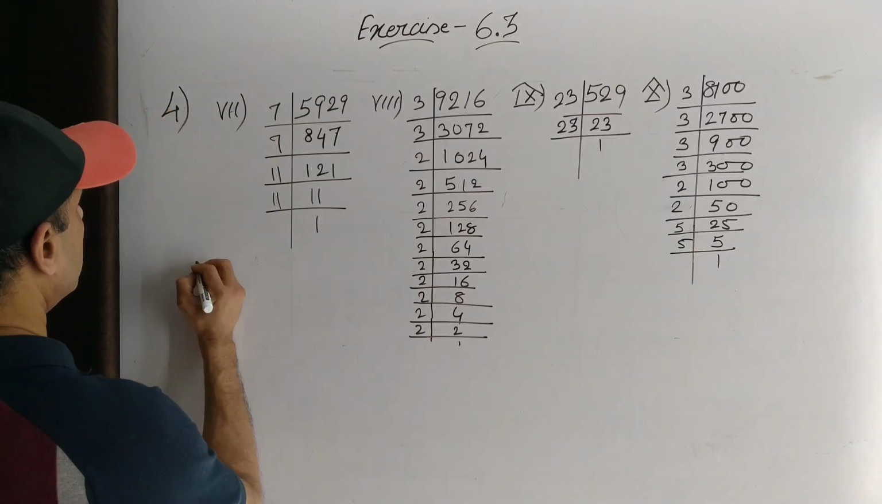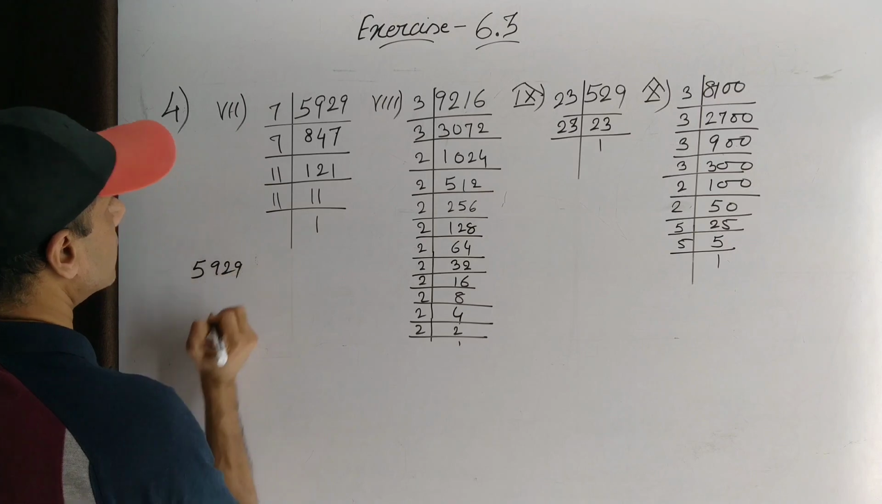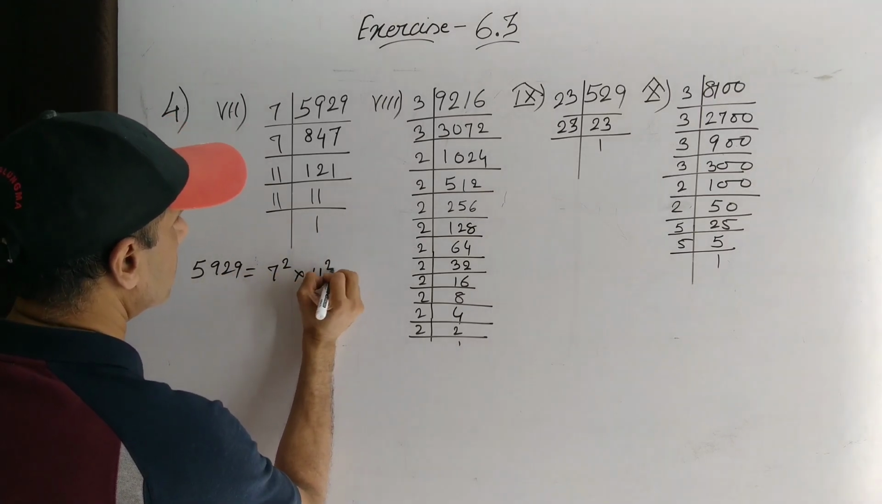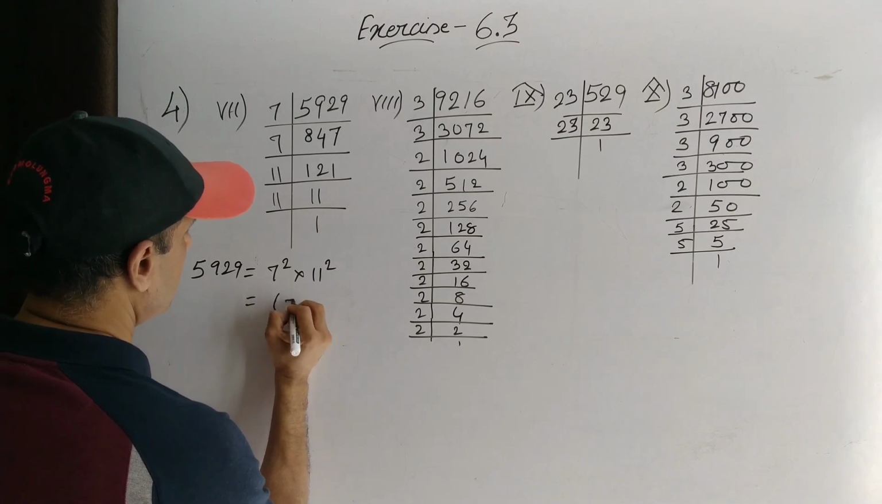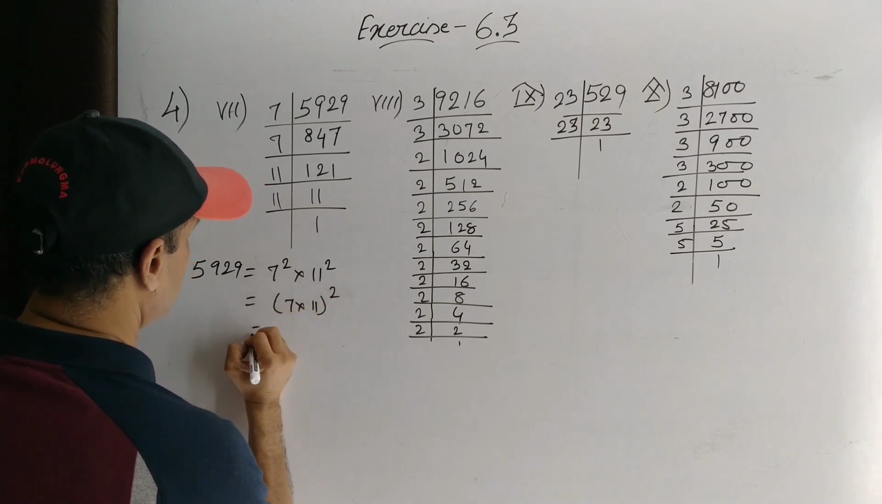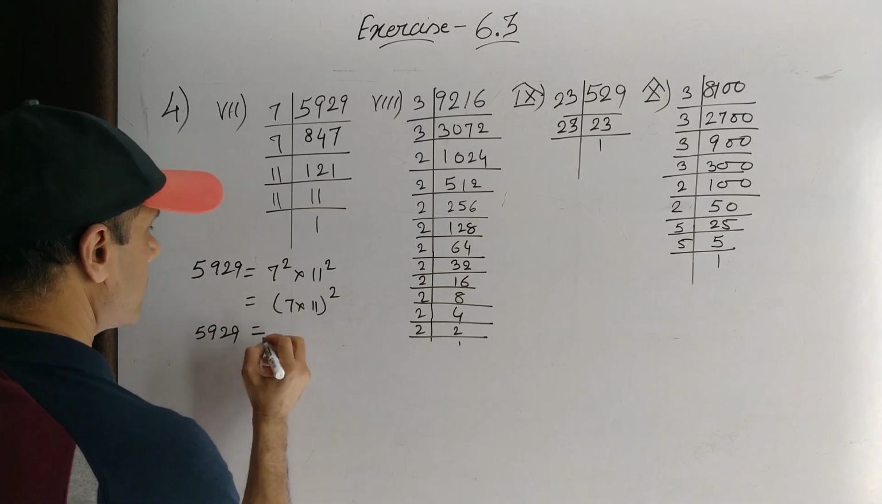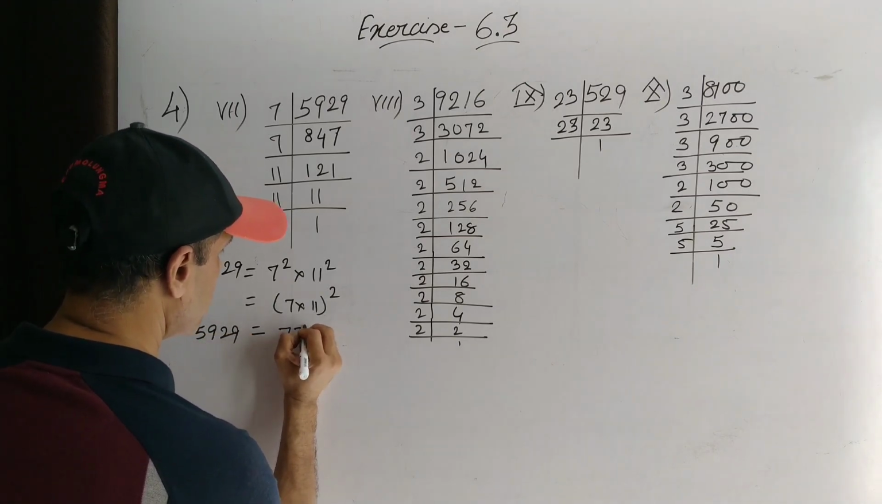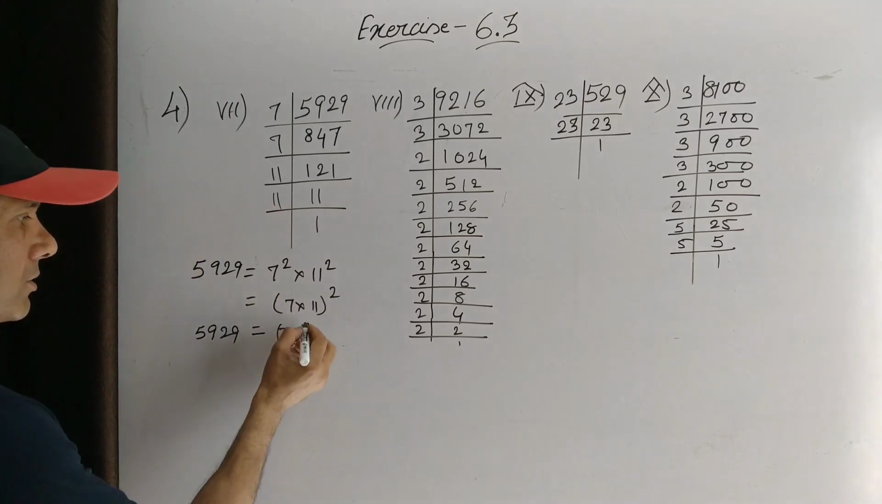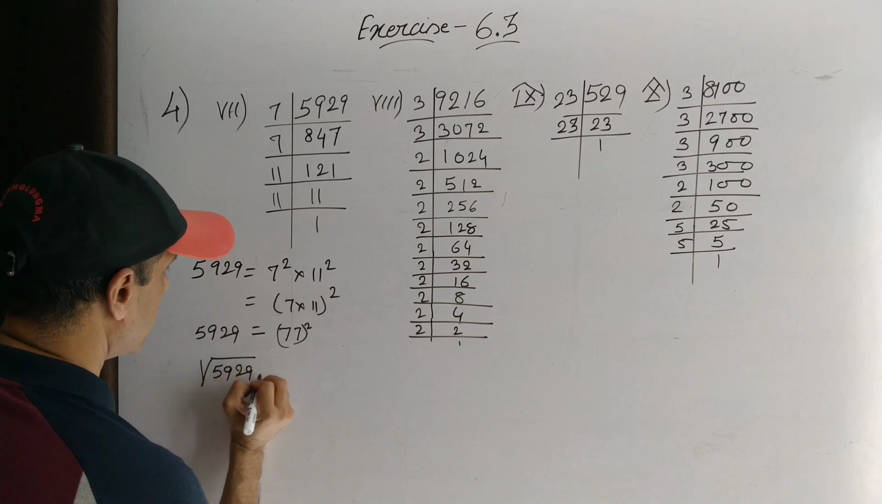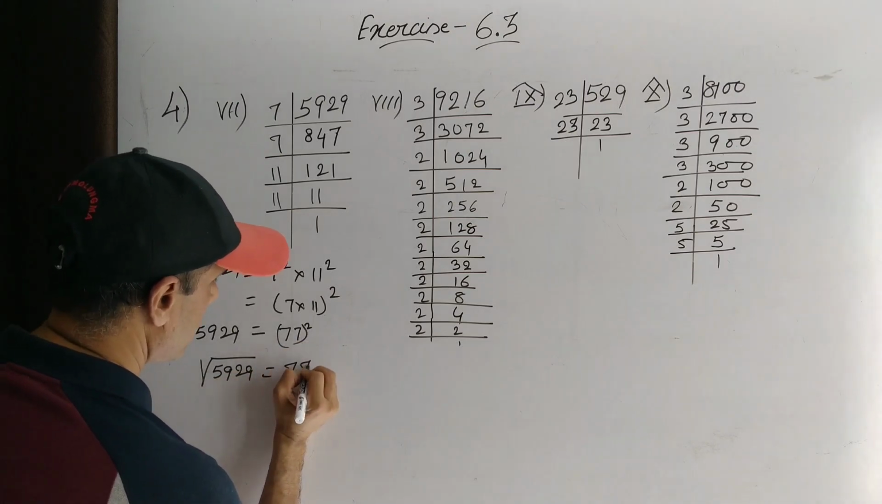So we can write 5929 is equal to 7 square into 11 square. So 7 into 11 whole square, that means 5929 is equal to 77 whole square. Operative inverse, so this is under root of 5929 is equal to 77.